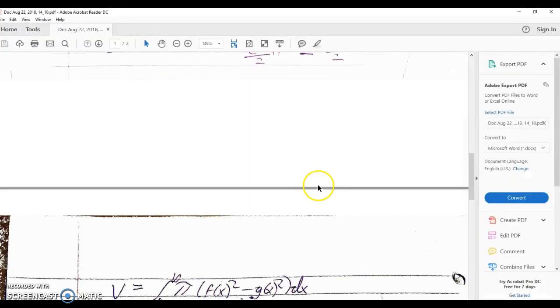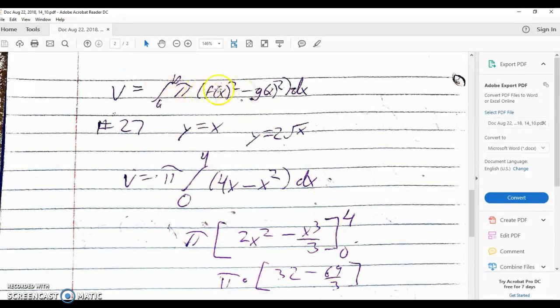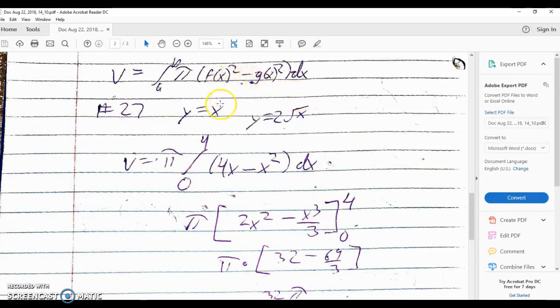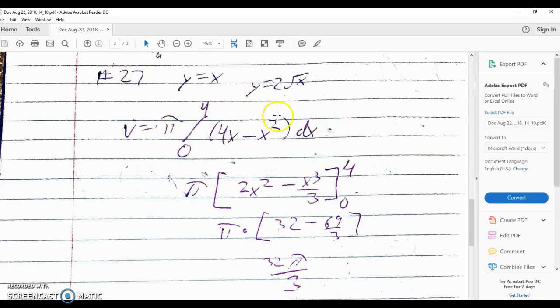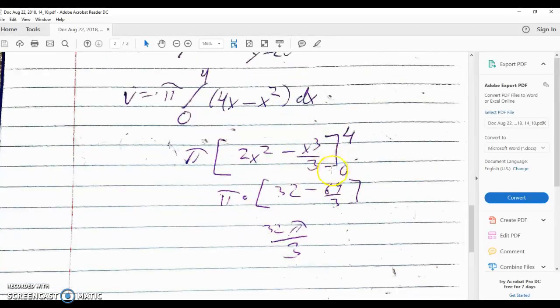So if we take a look at the work for this, here's our formula we're going to use. In this case, when you square 2 root x, you get 4x. If you square x, you get x squared. We're integrating 0 to 4. How did I find that? Well, you find the places where these intersect. So they intersect at 0, and they also intersect at 4. You could use algebra to find that. You could see it on a graph or something. But that's how you get to there. Then you integrate those, plug in at 0 and 4, and it turns out to be 32 pi over 3.